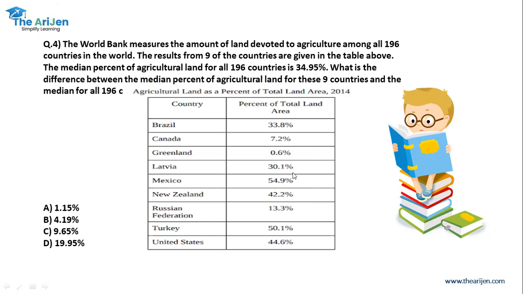The highest is 34.95 and the smallest is this. So on subtracting, you will get 1.15% of it. So this option A is correct here. You have to simply find the difference among these two, which is 1.15%. Please excuse my pen, it is not working so properly right now.